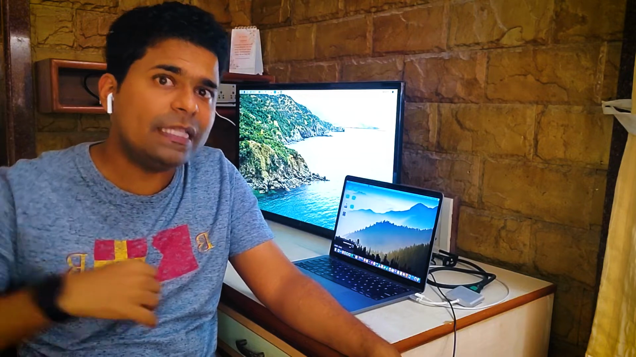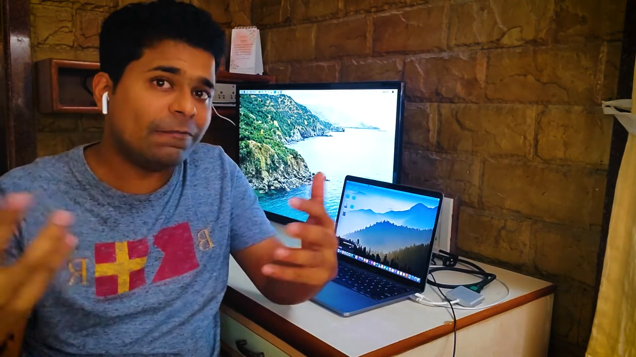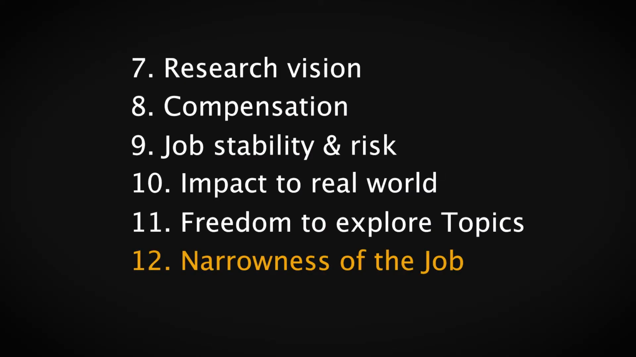You can switch jobs, of course. You can move to another company or another team in the same company, and from that perspective you can get breadth and you have some freedom, but it's obviously not as much as what you have in a research lab or in academia. The last point which is related to this is how narrow your work is.